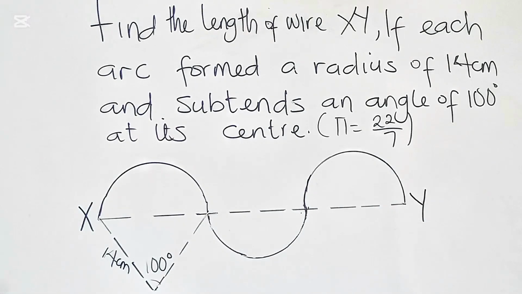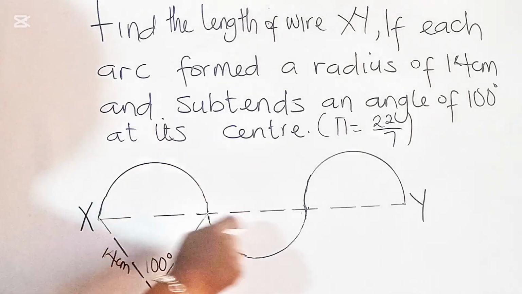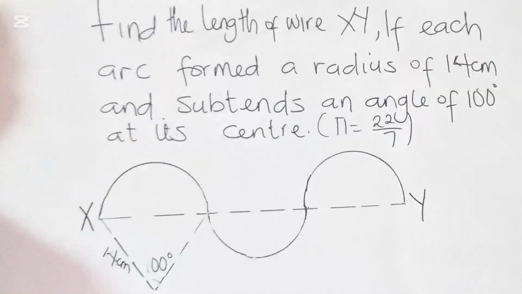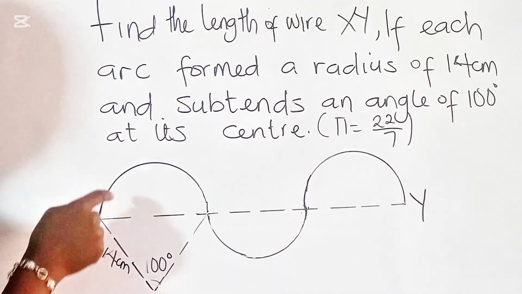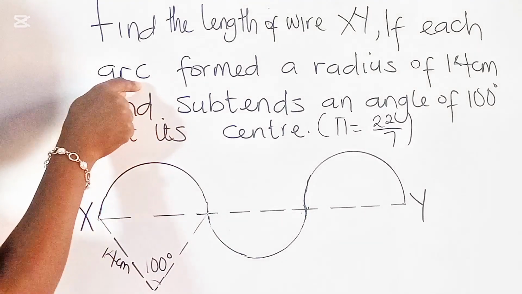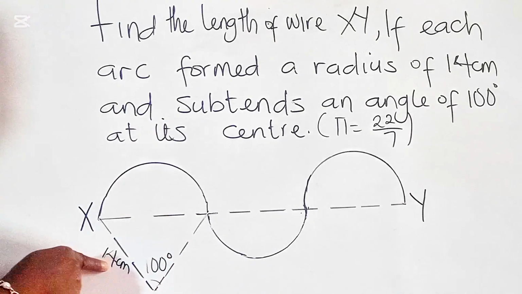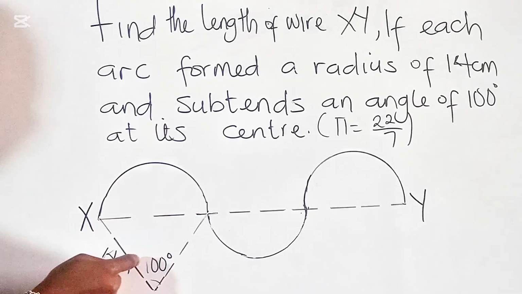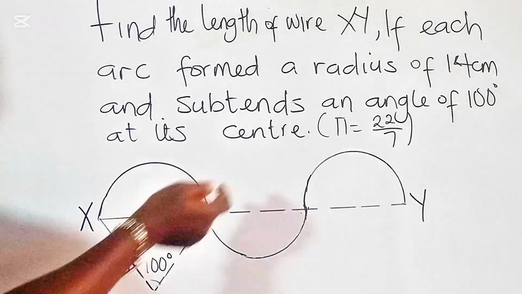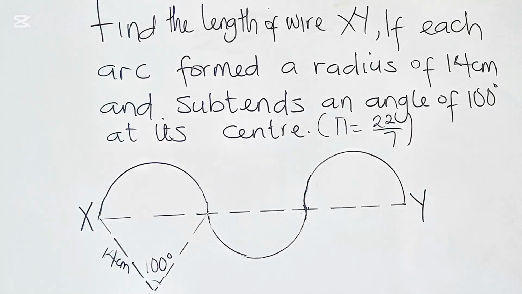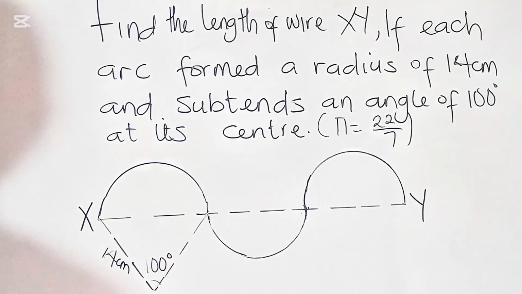In this video, we'll be calculating the value for the length of this wire XY. We are told from this question that this wire forms an arc which has a radius of 14 centimeters. This arc subtends an angle of 100 degrees at its center. We are to take pi to be 22/7. If you notice, this wire has formed three arcs.